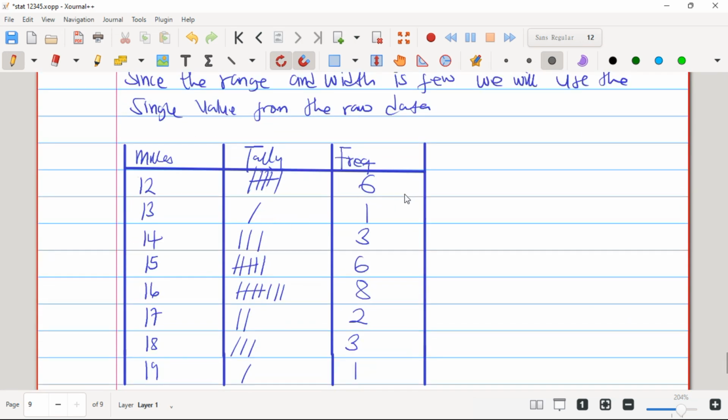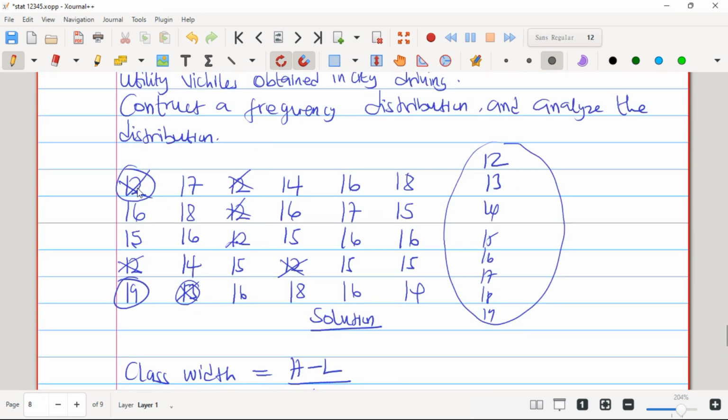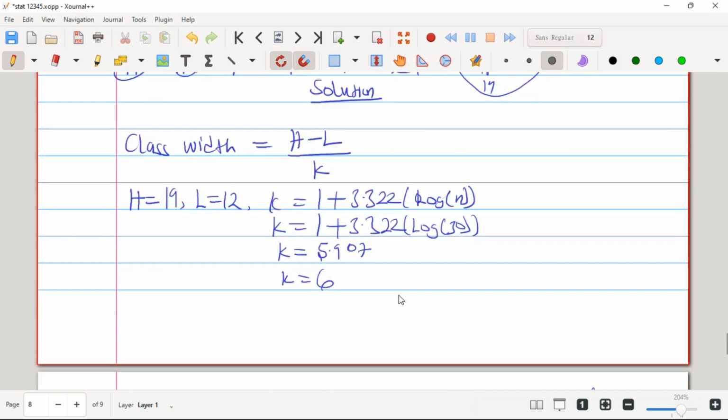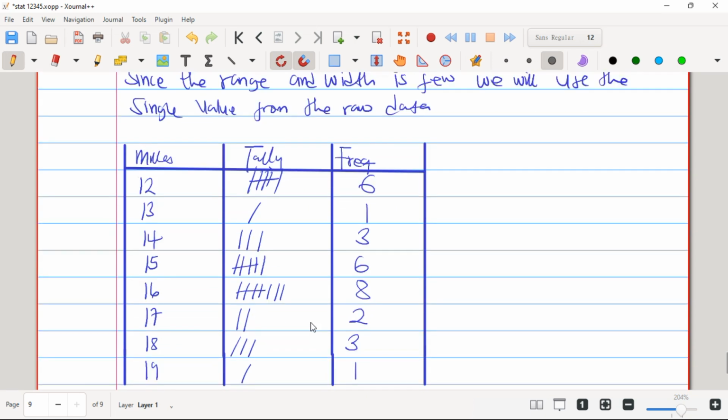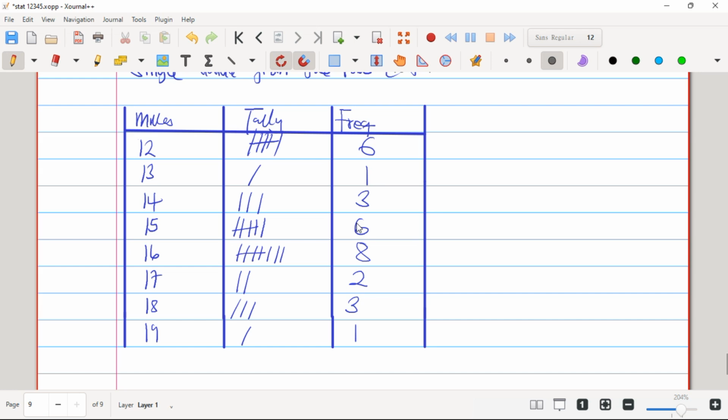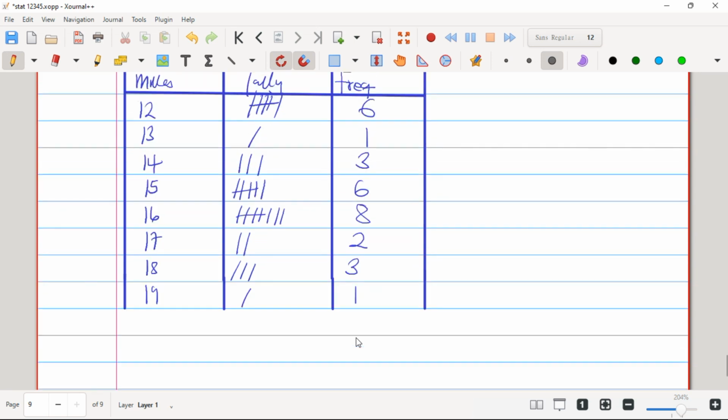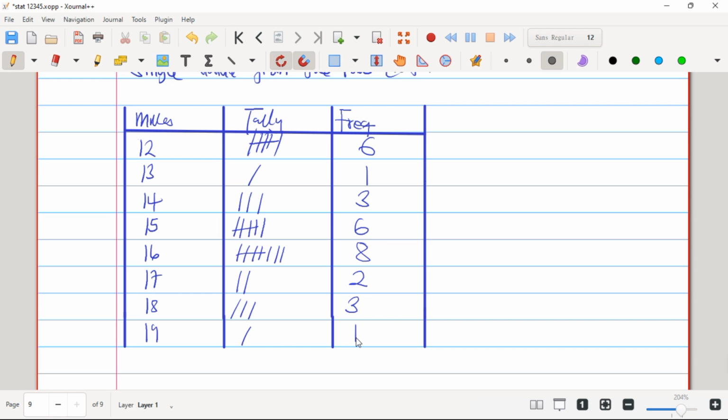So we write 1 at the frequency, and then write 1 stroke in the tally. Next, 14. How many times is 14 occurring? When we come here, 14 is occurring 1, 2, and 3 times. So 14 is occurring 3 times. Write 3 at the frequency section, and then write 3 strokes at the tally section. When you continue, we see that 15 has 6 observations, 16 has 8 observations, 17 has 12 observations, 18 has 3 observations, and 19 has 1 observation. So this is how the ungrouped frequency distribution is constructed.